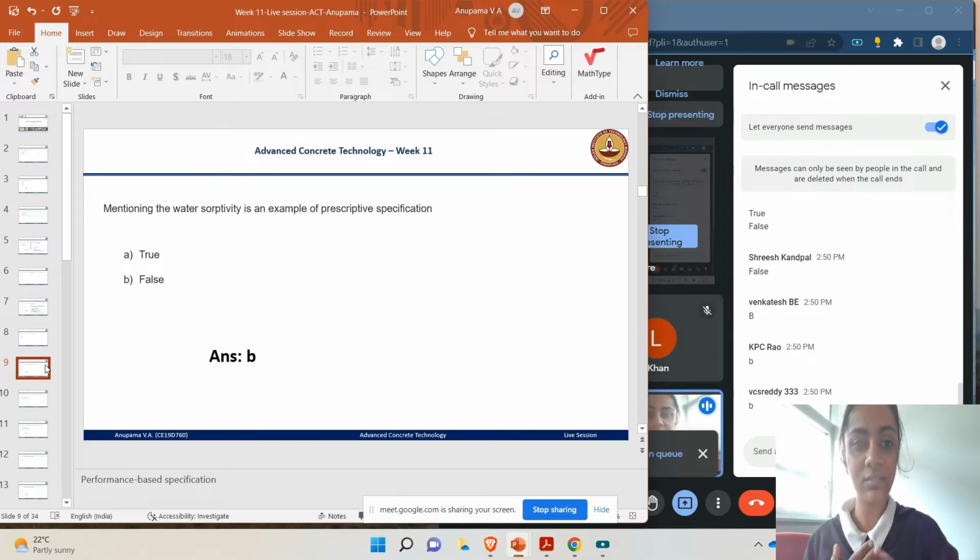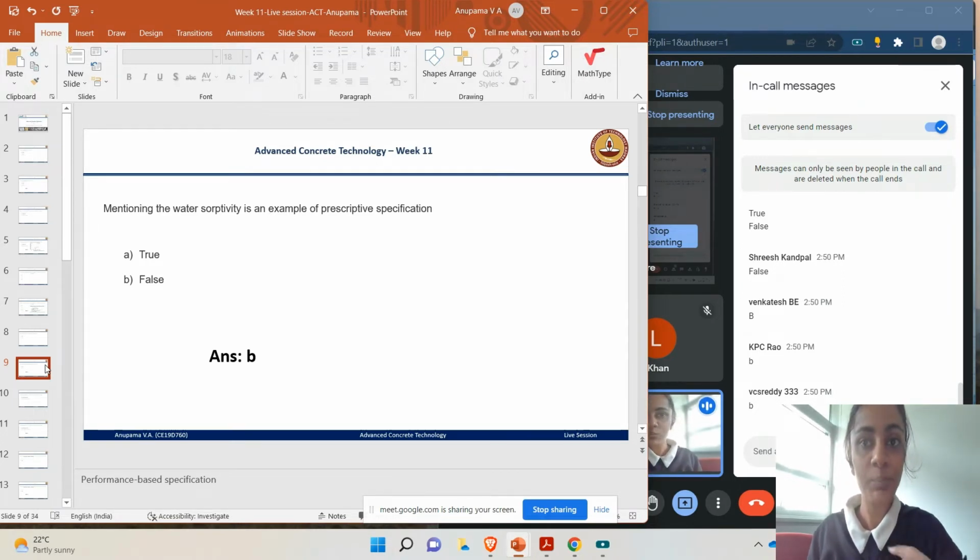So clearly there are two types of specifications. One is prescriptive specification, the other one is performance based specification. Prescriptive, as the name suggests, is prescribing what should be done or what needs to be used, like you have to use this much cement content, or the maximum cement content has to be this much, or the water to binder ratio has to be this much. So it prescribes what needs to be used or what must be the condition.